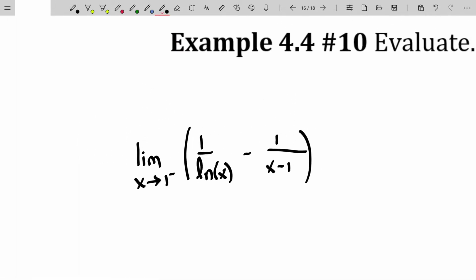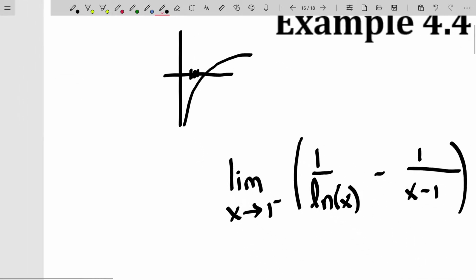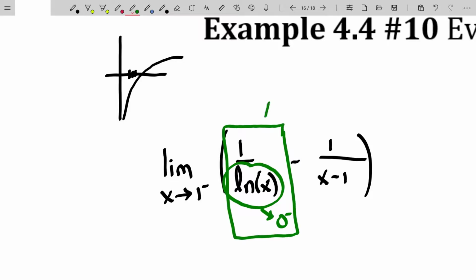All right, this will require us to remember the natural logarithmic graph. As x is approaching 1 from the left-hand side, the y values of the natural log are approaching 0 from below. So I happen to know that that denominator right there is approaching 0 from below. So therefore, this entire fraction is approaching a negative infinity.